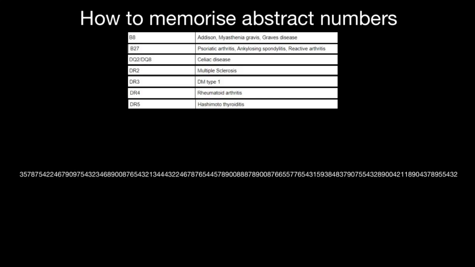Hello and welcome to Nikolay's genetics lessons, and today we are going to talk about how to memorize abstract numbers. For example, how to memorize such a table like this in under a couple of minutes. Now I want you to pay attention to this number, which consists of 114 digits. It takes me about a couple of minutes to memorize this number.